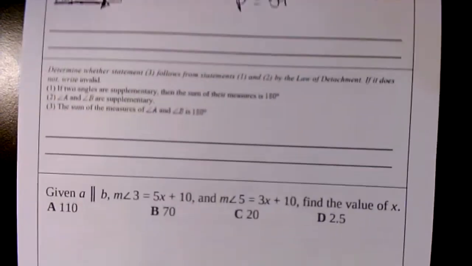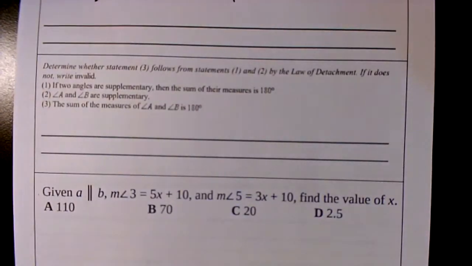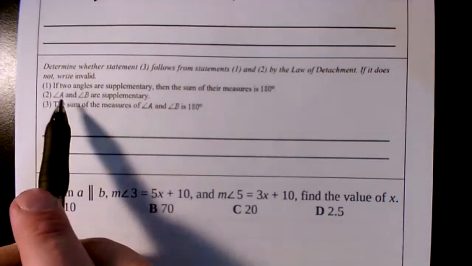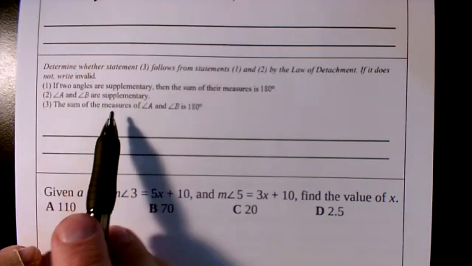Determine whether statement 3 follows from statements 1 and 2 by the law of detachment. If it does not, write invalid. If 2 angles are supplementary, then the sum of their measures is 180. Angle A and B are supplementary. What the law of detachment says is if A then B, and then B then C. A and B are supplementary, which means the sum of A and B is 180 degrees.